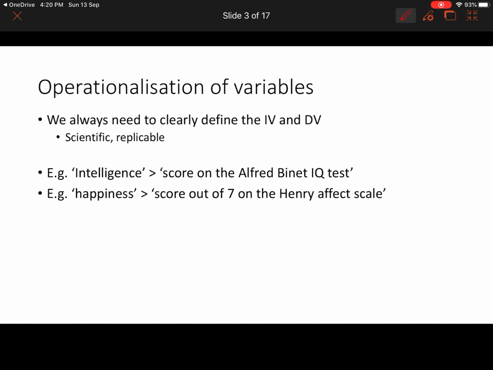It's really important that we clearly operationalize our variables, and this means that we clearly define them. So in the case of the independent variable, our IV, we have to clearly define this variable in a way that will allow us to manipulate it. And for our dependent variable, we need to clearly define it in a way that will allow us to accurately measure it. So quite often in psychology, we have some very abstract concepts, for example, intelligence or happiness. So it's the job of the researcher to make sure that they clearly define exactly what they mean by intelligence and happiness, and exactly how they're going to manipulate or measure it.